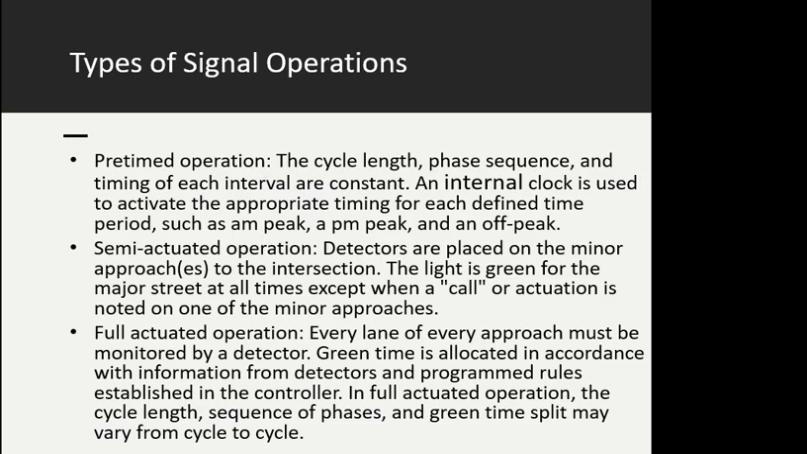So the point is everything can change in a fully actuated signal, but within the range. There is a maximum and minimum range for the green time as well as for the cycle time. So yes, everything can change, but within the limits. Whenever we have actuated signals, we are allowing the signal some flexibility, but we are giving a particular range as well.